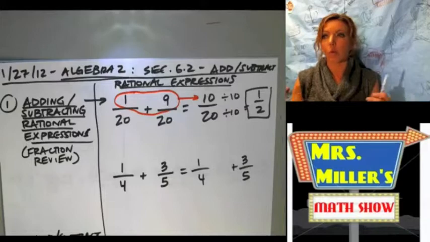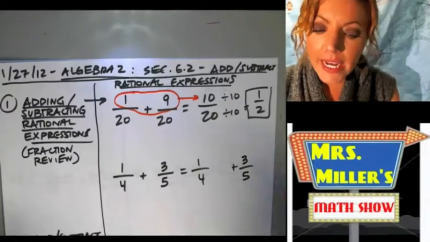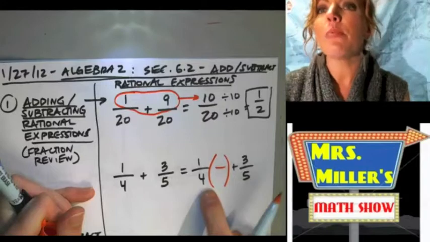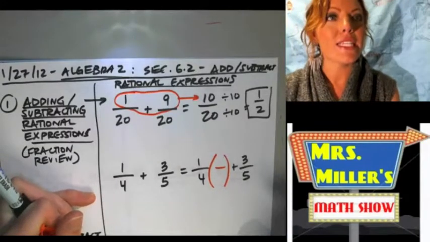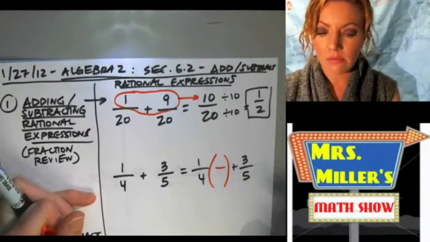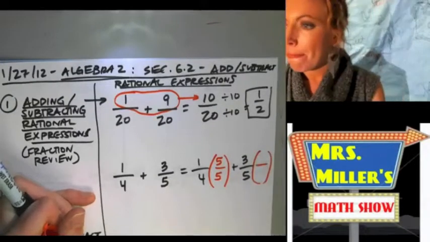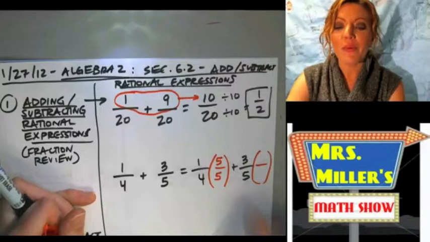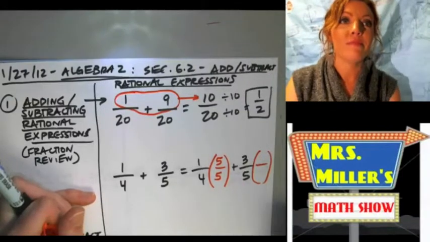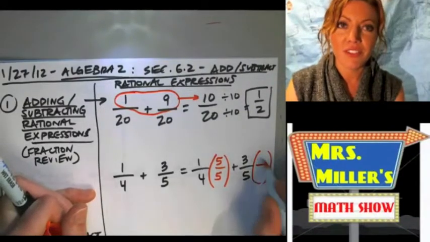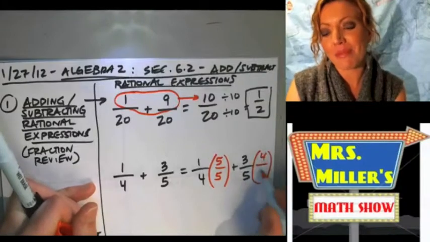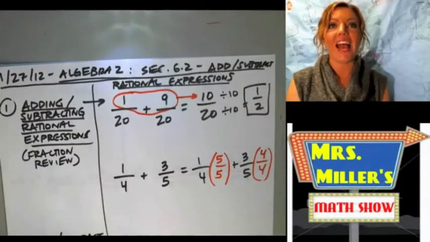All right. Common denominator of 4 and 5. 20. Excellent. So, the question is, what do we have to multiply 4 by to get 20? Alan. 5. Everybody give it up for Alan. Okay. What do we have to multiply 5 by to get 20? Alan, go ahead again. 4. Okay, everybody give it up for Alan again.